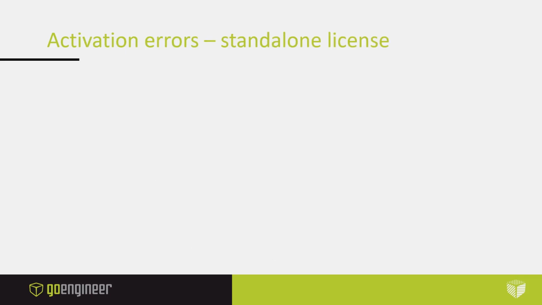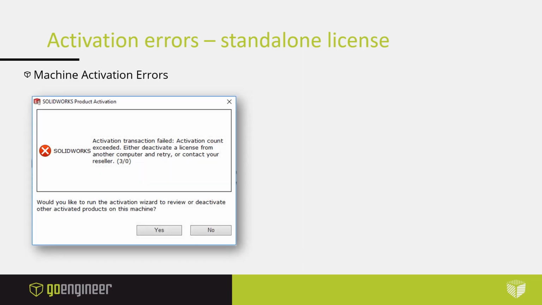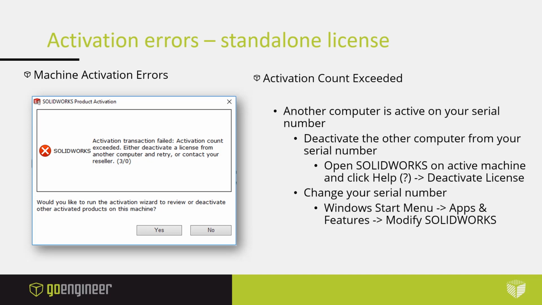so jumping into kind of what issues we see day to day here on our tech support team. One of the most common, obviously, is machine activation errors. So we talked about machine activation versus online license. This is the error that many of you, I'm sure, have seen if you've used the program long enough. So it's saying another computer is already active. Typically, you would, like I said, deactivate that automatically over the internet or via email. But this activation count exceeded error is pretty straightforward.